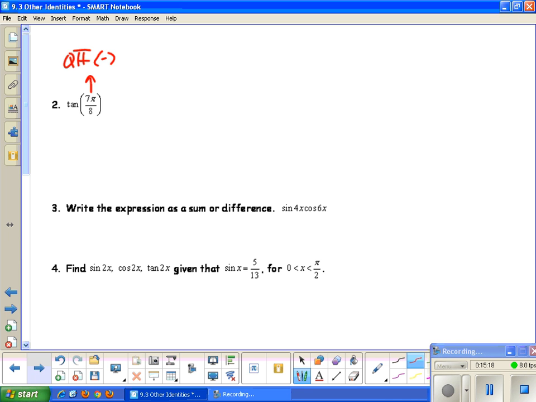Now for this tangent identity, remember the tangent half angle identity had 3 different forms. I don't like using the one with a radical if I don't have to, and I also prefer to have one term in my denominator rather than 2. So I actually like to use 1 minus the cosine of x over the sine of x. So that's what I'm going to use when I'm doing this. So now I need to figure out what x is if I have the tangent of 7 pi over 8.